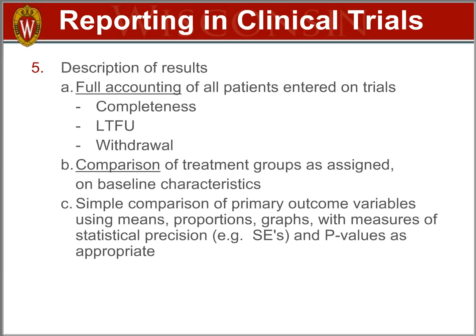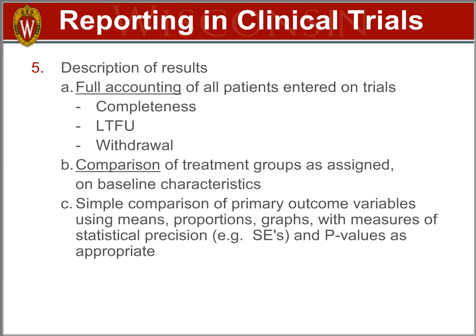Of course, we must describe the results of our trial carefully. There needs to be a full accounting of all patients entered on the trial, the completeness of follow-up, what was the loss to follow-up, LTFU, and what were the withdrawal rates from the treatment and perhaps from the trial. We need to have a comparison of the treatment groups as assigned on their baseline characteristics. There's two important pieces of information we learned from this. One, what kind of patients did we study? And two, were they comparable?